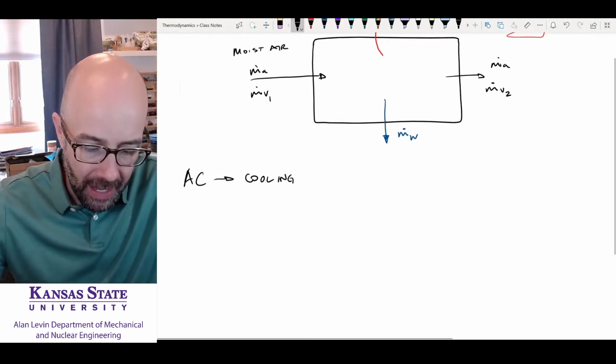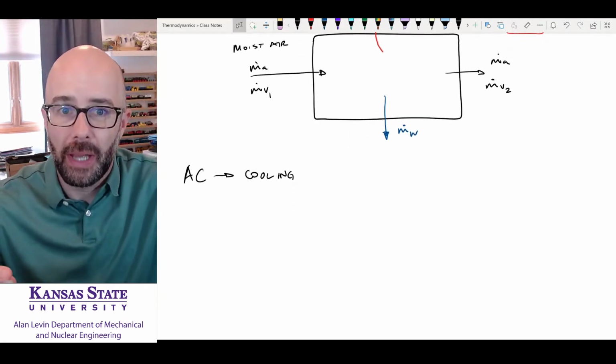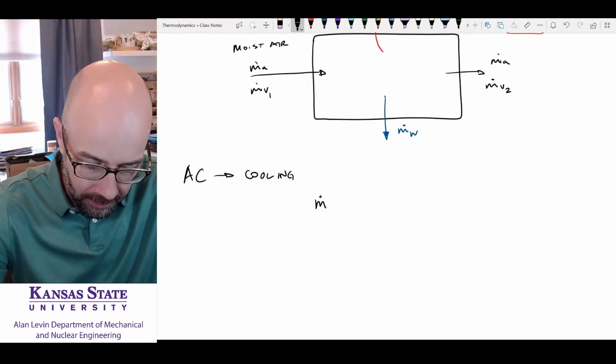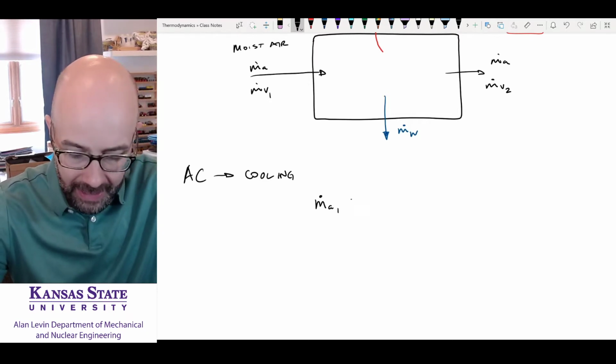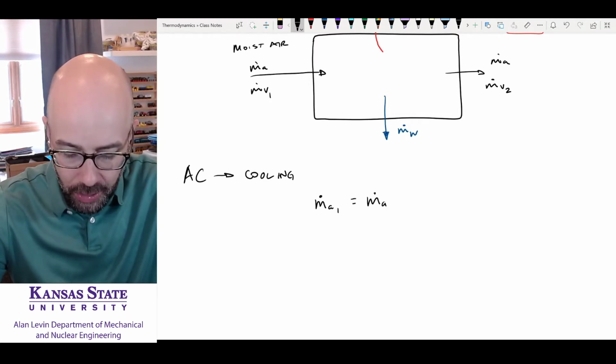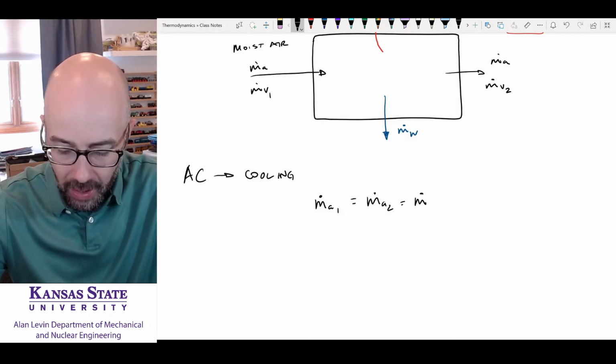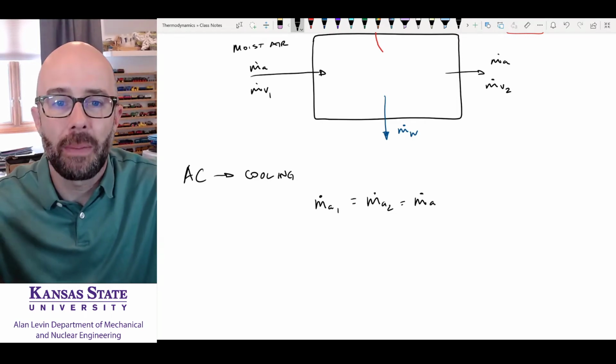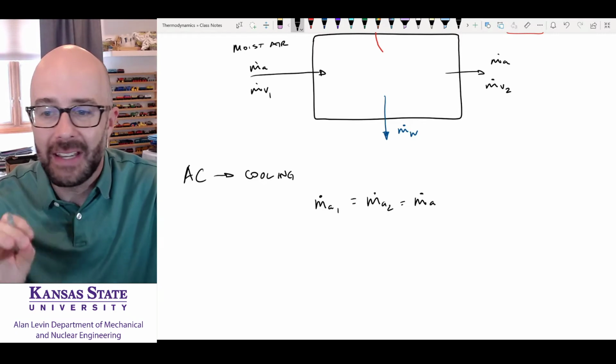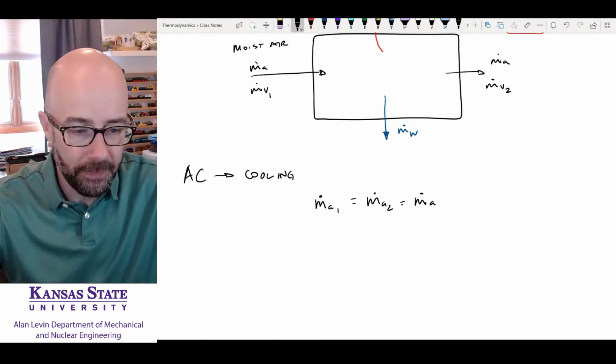Mass analysis is what we're going to look at first. The mass flow rate of air at 1 is going to equal the mass flow rate of air at 2, which I'm just going to call the mass flow rate of air. I've already called it that, but I want to make sure we understand that it doesn't change at all.